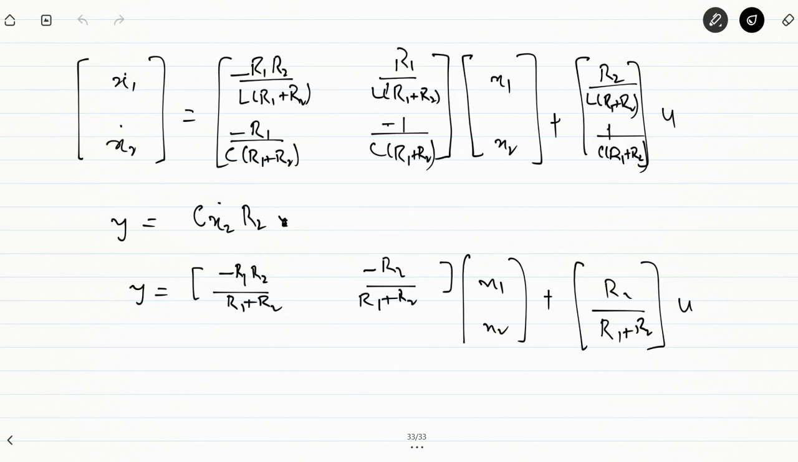So once you do that, once you get those equations, you can put them in the matrix form, and you will be obtaining these kinds of state space models. Let's do another example.